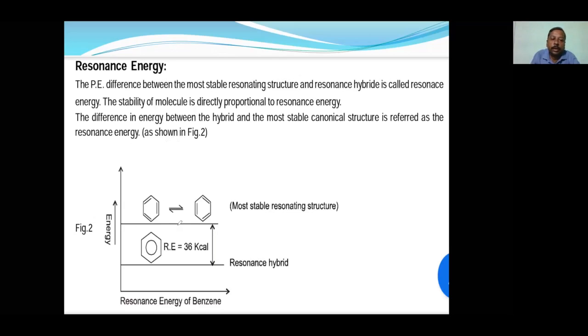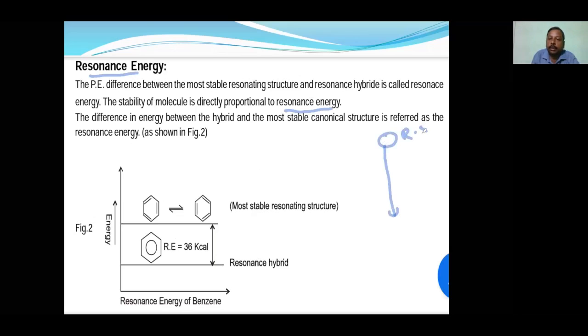So therefore, the resonating hybrid will have the lowest possible energy. Then the difference between each and every resonating structure with respect to the resonating hybrid is called the resonance energy. The stability of a molecule is directly proportional to resonance energy. So, more gap between the resonating hybrid and the resonating structure.